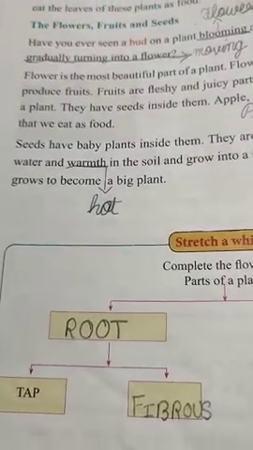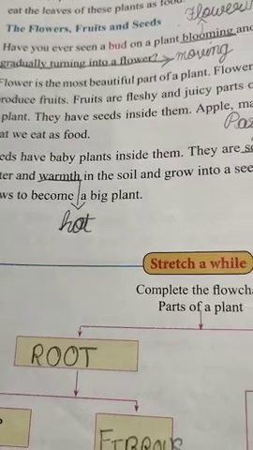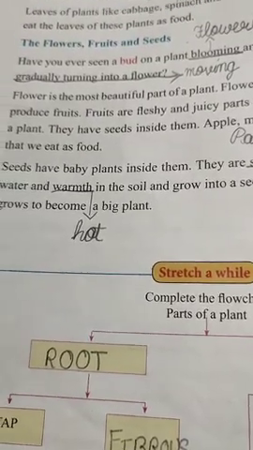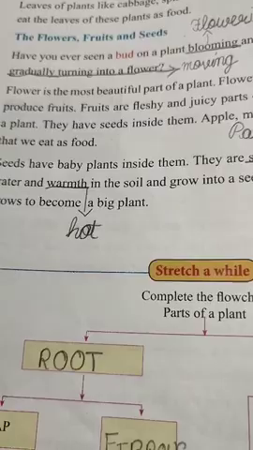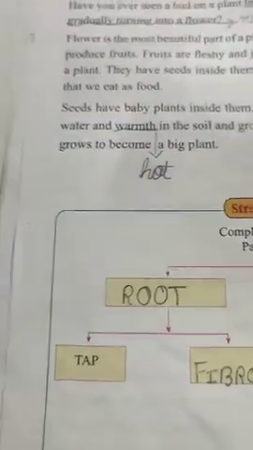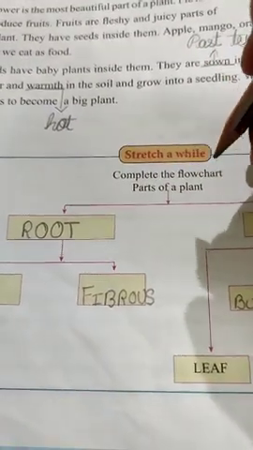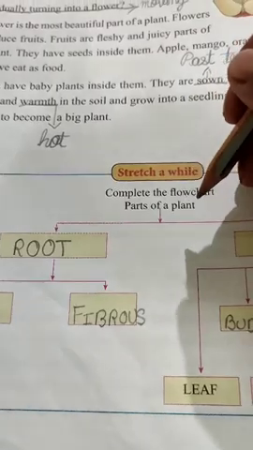Under suitable conditions, dear students, temperature, humidity, warmness, these seeds germinate in the soil and produce a plant. Now we will do stretch a while. Open page number 32. Stretch a while. Complete the following chart: parts of a plant.